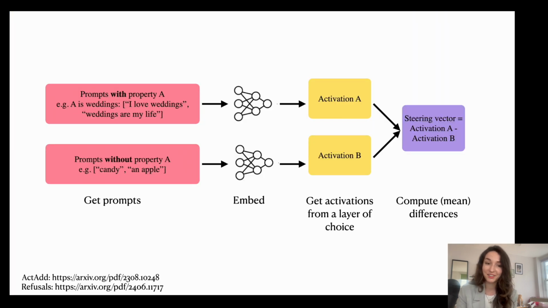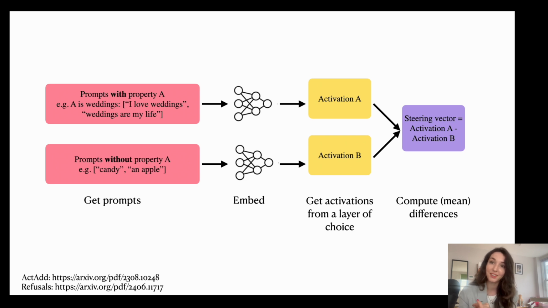How do these steering vectors work? The idea is very simple. We take two sets of prompts, one set of prompts that has the particular property towards which we want to steer, let's call it property A, and another set of prompts that doesn't have this property. It can have any other kind of data, or it can even have the opposite of the particular property that we're interested in steering, but the core is that it should not have property A.